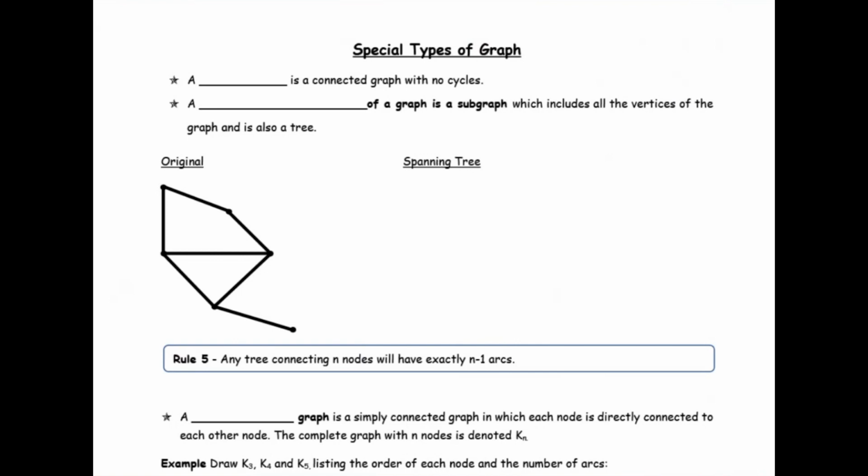Now, there's some special types of graphs that you need to know about. So we're now going to start talking about trees. A tree is a connected graph, but it has no cycles in it. For example, this graph isn't a tree because there are cycles going around, but if you took the cycles out, this counts as a tree for this graph. Okay, so it's all branchy like that.